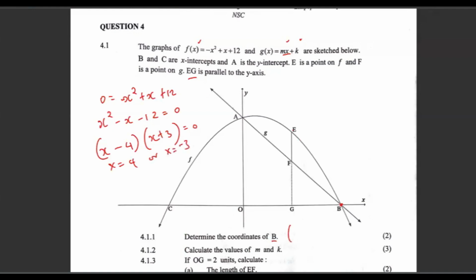They want the coordinates of B. So since B is on the positive side, it will be 4 and 0.